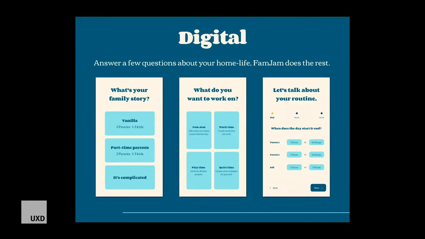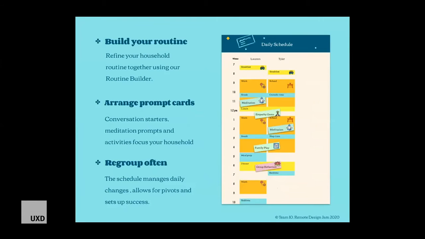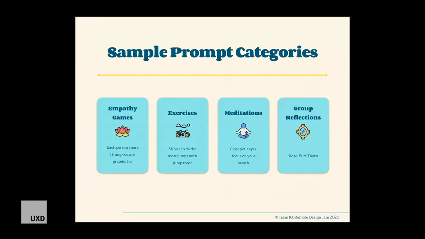There are basically 3 steps to this concept: building your routine, arranging these prompt cards and playing them, and then regrouping with your family often to reflect on how this is working. Some samples of the prompt categories are empathy games, exercises, meditations, and group reflections. These are all meant to be done within a period of about 5 to 15 minutes throughout the day and in different ways for all the members of your family.